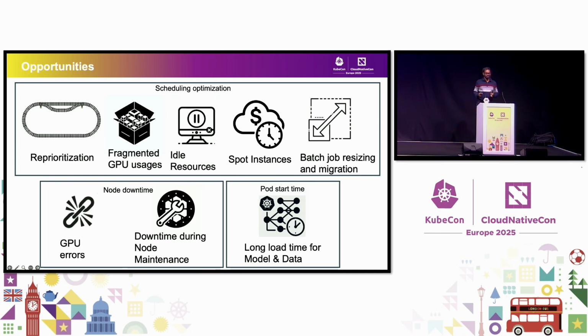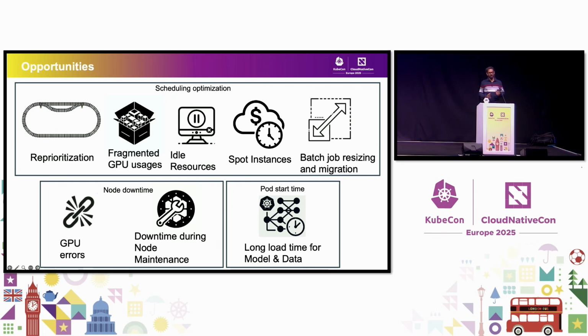So there's a host of challenges that this can address. There are 3 categories. One, which we call scheduling optimization, another for handling node downtime, and then the third one for pod start time improvements. For scheduling, if you have a higher priority workload that comes in, or if you have idle resources that are scheduled but actually not being utilized, or if you have spot instances that can go away anytime, you could use this checkpoint restore approach to be able to migrate your workloads, or you could also use it to handle it efficiently.